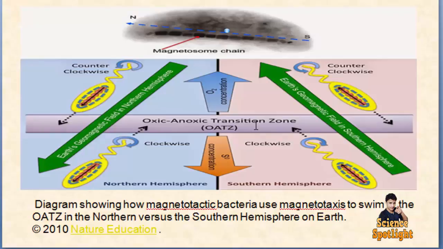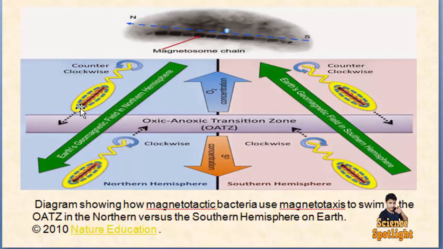And we can see what we mean by the oxic-anoxic transition zone and where exactly it exists in the water body. The oxic-anoxic transition zone is a water column wherein the concentration of oxygen is minimal or optimum for growth and development of these magnetotactic bacteria. You can see here the oxic-anoxic transition zone: the water column above this zone is rich in oxygen, that is the aerobic environment, and the water column below the oxic-anoxic transition zone is called the anoxic region.